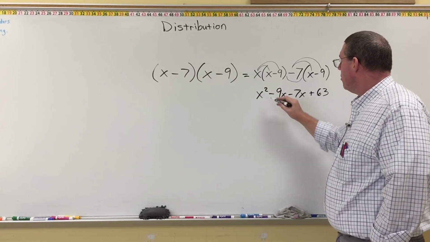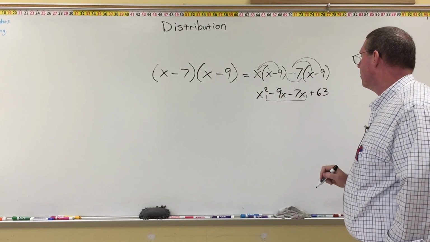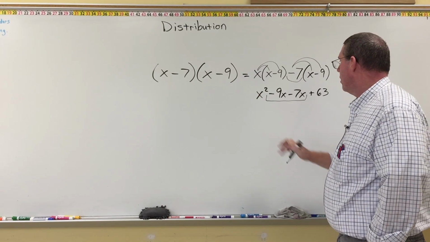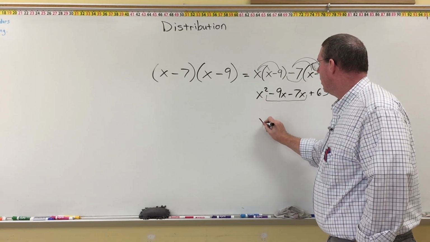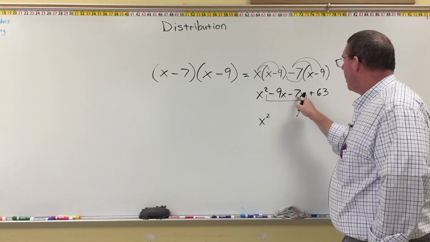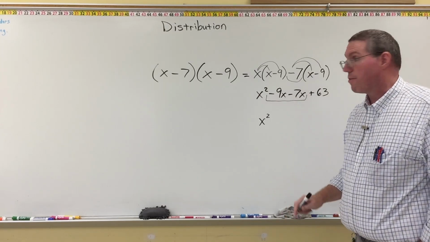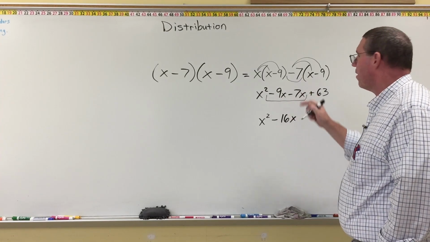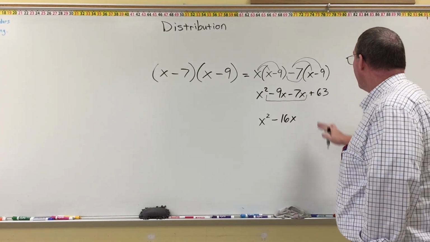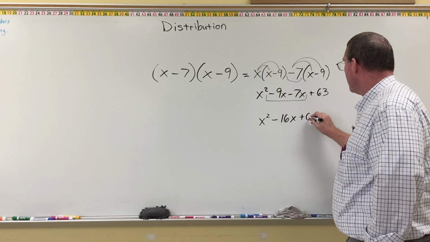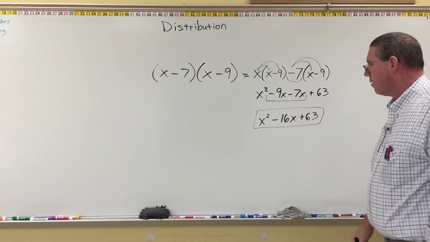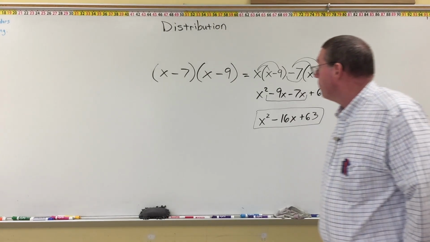And then as you can see, we have two like terms right there in the middle. We have negative 9x minus 7x. So we'll bring down the x squared. Negative 9 minus 7, that's negative 16. So minus 16, and we'll put an x on there because each one of them has an x. And then we'll bring down our plus 63, and this is our answer, x squared minus 16x plus 63.